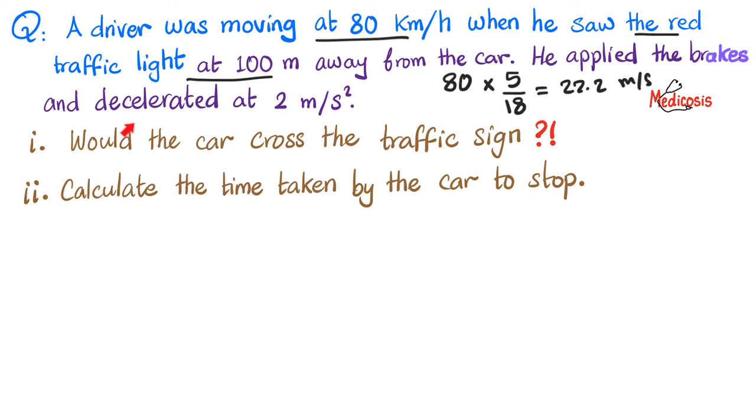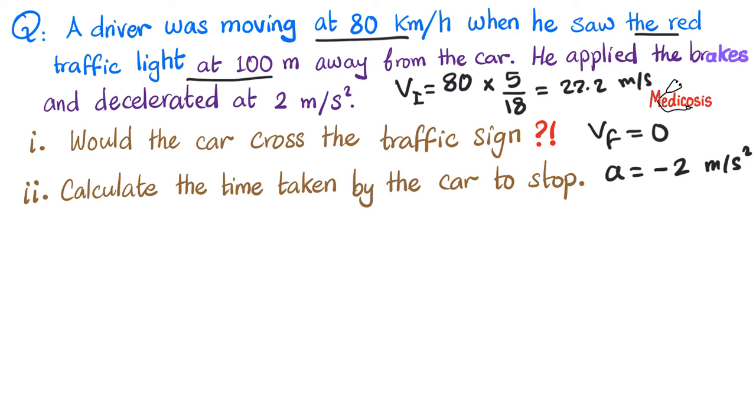What I do know is that he will eventually stop, right? So his v final has to be 0. And I know that he decelerated at 2, so acceleration has to be negative 2 meters per second squared. Okay, let's start by answering the second part first.